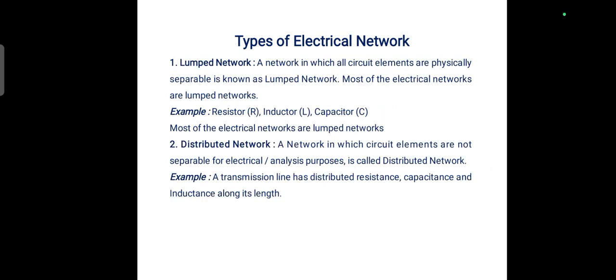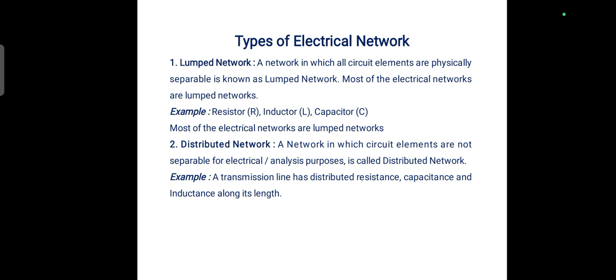Next, depending upon the components physically connected in the circuit, we can classify this into lumped network and distributed network. A network in which all circuit elements are physically separable is known as a lumped network. Most of the electrical networks are lumped networks. That is, in this network, we can separate the resistor, inductor, and capacitor separately. Physically we can separate these components.